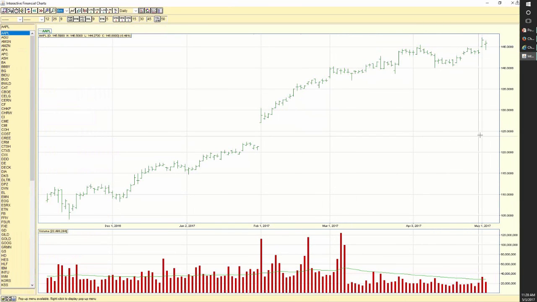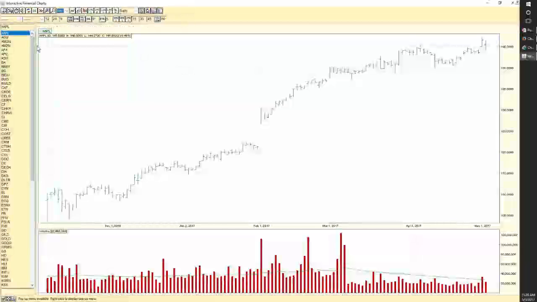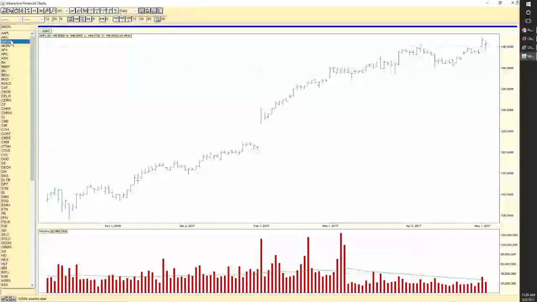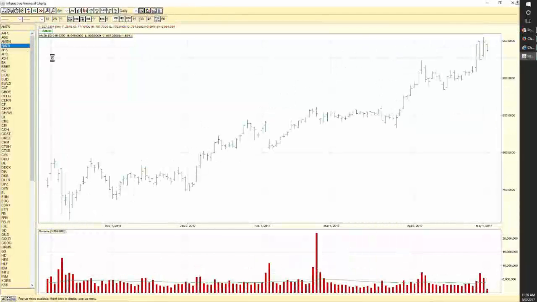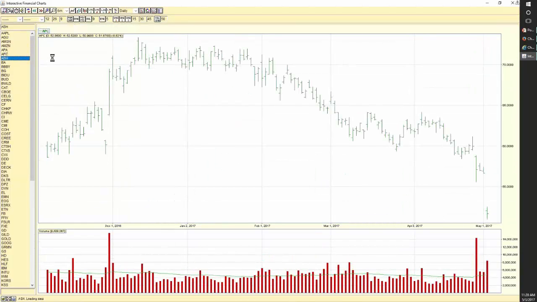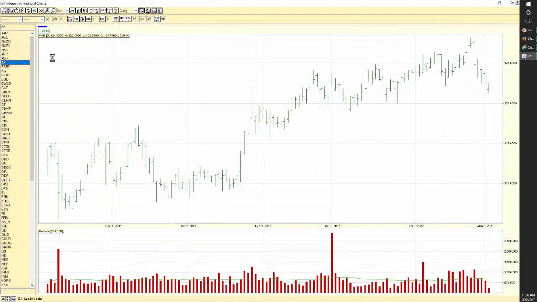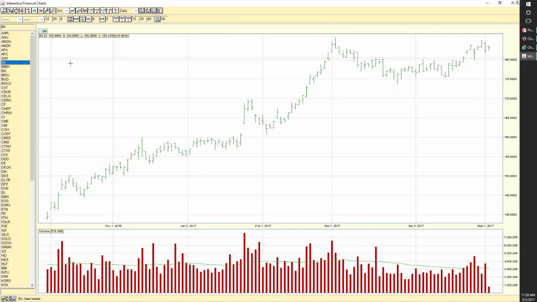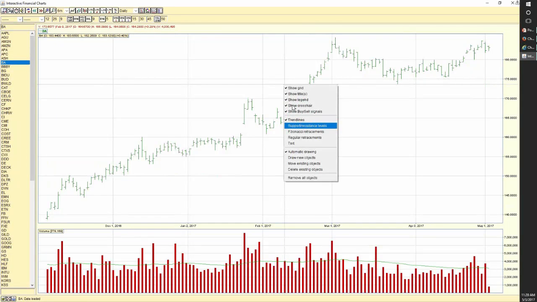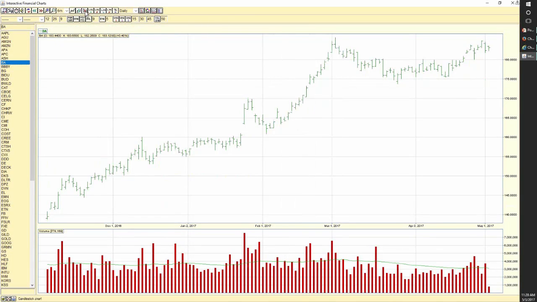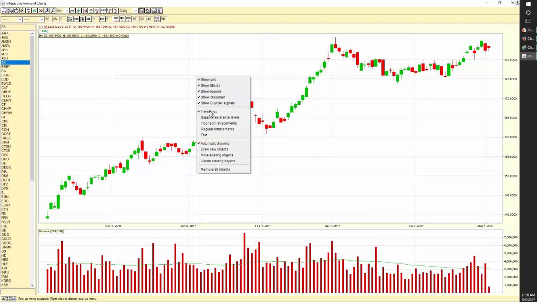Take a look at Apple here. That's at the top of my list, and Apple's been going sideways since about the end of March. Let's see if we can't find one that's a little bit more sideways. I'm just going through my favorite watch list here. Like Boeing. If I were to just look at this naked chart, let's put it up on the candlestick so you can see it very nicely.